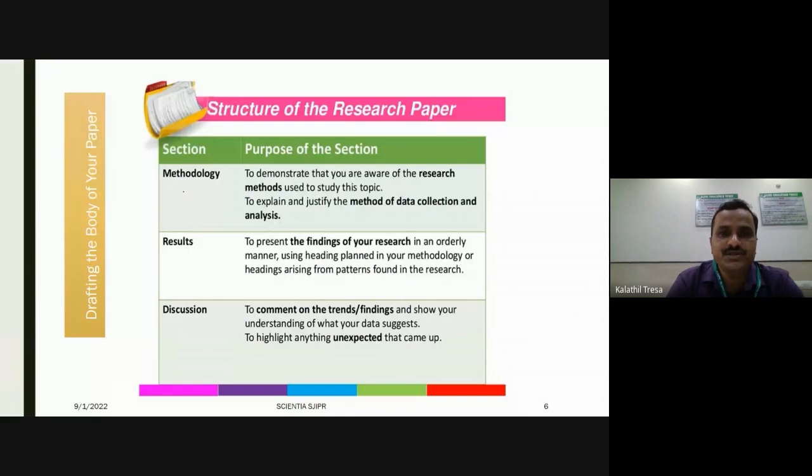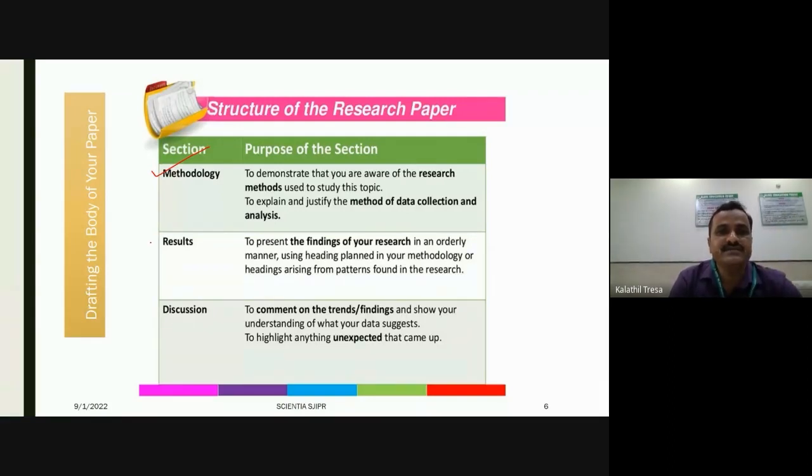The next part is the methodology. In the methodology, we are supposed to demonstrate which methods are adopted or used in the study of the topic. Here the explanation covers the methods of data collection and the methods used for analysis. For example, for data collection, how the literature survey was carried out, which journals were used, which sites were used, that we have to include. And for experimental work, which methods are used, that we have to add in the methodology part.